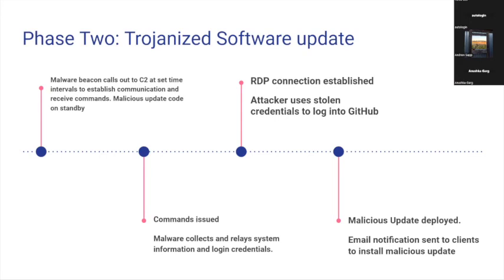So you can imagine an attacker's got your credentials. They're able to log into your GitHub. They can push out malicious updates. And with your stolen email credentials, you can also notify all of your clients that they need to install that update as soon as possible, which is what's happening in our situation.